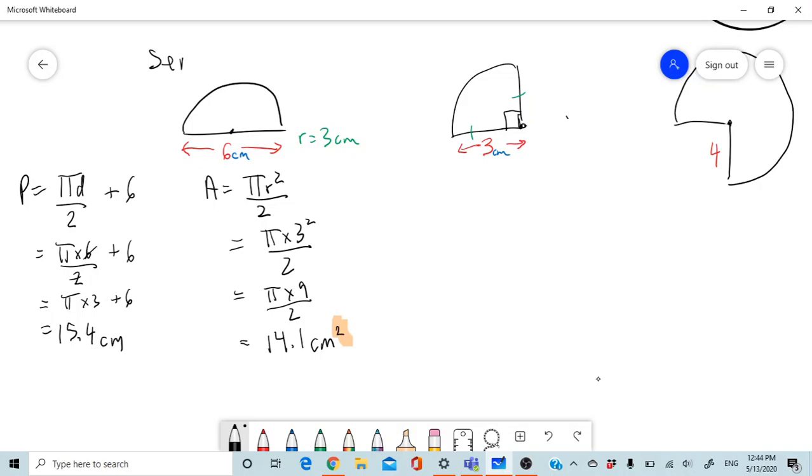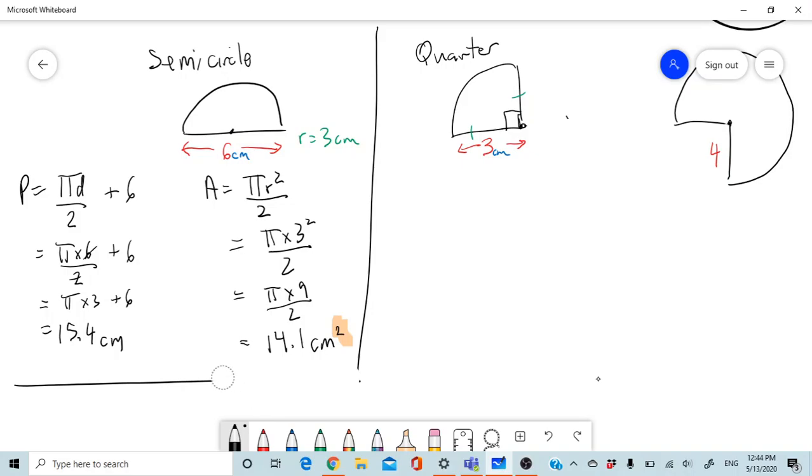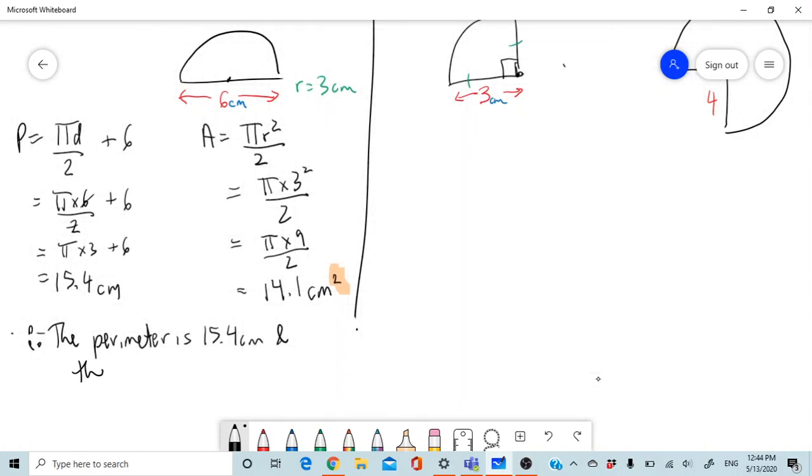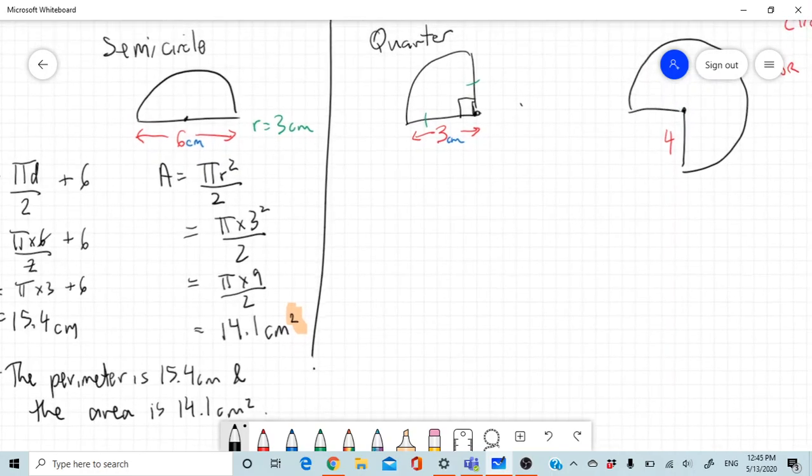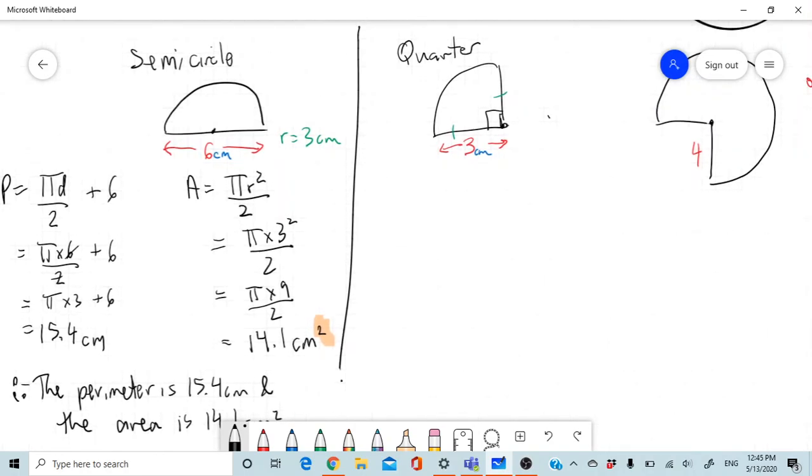Okay, I'm just going to write semicircle. Alright, this is a quarter. So let's have a go at this one. Oh, and also to get better marks in tests, you'd actually respond to the question. So therefore, the perimeter is 15.4 centimeters and the area is 14.1 centimeters squared. Now you don't need to do that on your worksheet because it's pretty small, but just keep that in mind if you want to get better marks to write down a summary sentence.